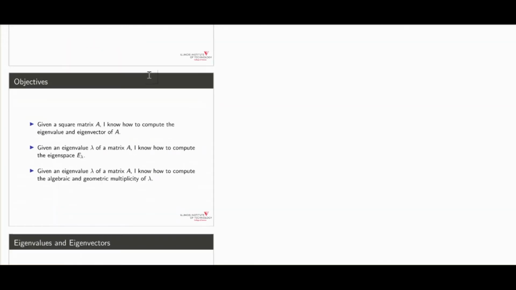All right, let's begin by looking at the objective for this section. At the end of this video, you should know how to compute the eigenvalues and eigenvectors for a matrix A. And given a particular eigenvalue, lambda, you should know how to compute something that we call the eigenspace, E lambda. And given an eigenvalue, lambda, you should know how to compute the algebraic and geometric multiplicity of lambda.